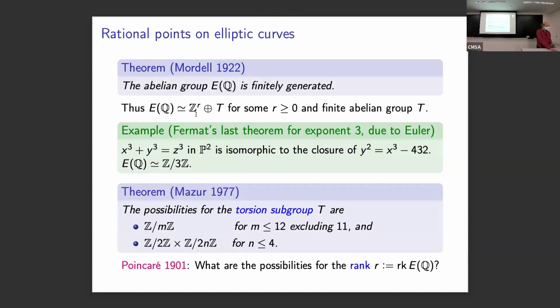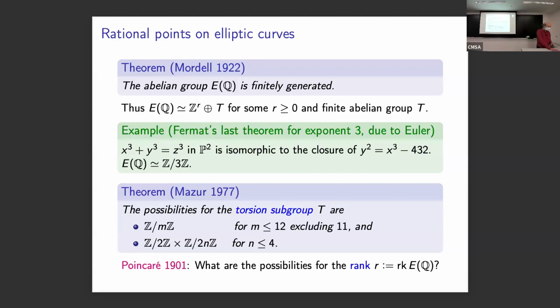An example of this is if you take Fermat's last theorem for the case of exponent 3. Then that's this curve x cubed plus y cubed equals z cubed in P2, and using a birational change of coordinates, you can find that this is isomorphic to the projective closure of this affine curve y squared equals x cubed plus A x plus B, which is in the form that I showed you on the previous slide, with capital A equals 0 and capital B equals minus 432.